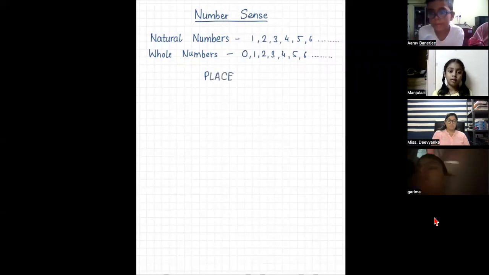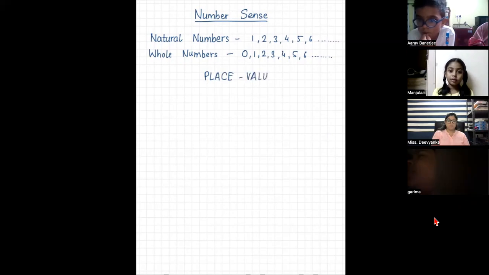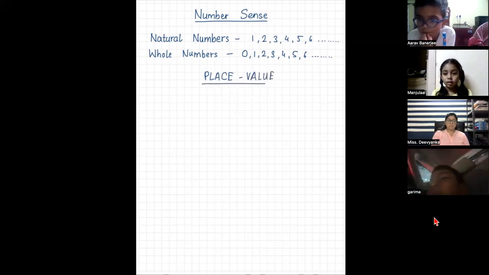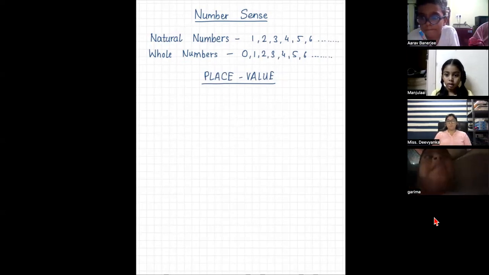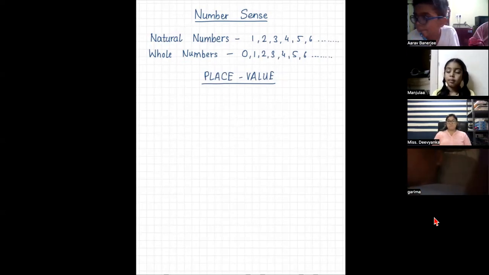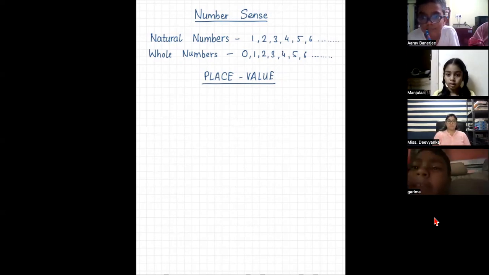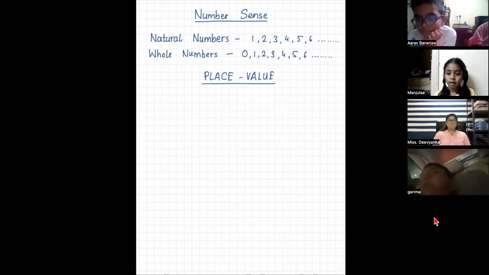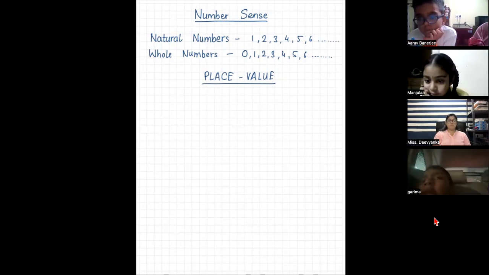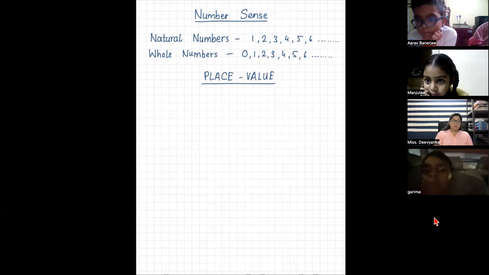Place value was like, suppose the number is 200. So in the hundreds place it will be 200. Correct. So if there is a number like 290, on the hundreds place it will be 200, tens place it will be 90, and ones place it will be 0. Okay, correct.